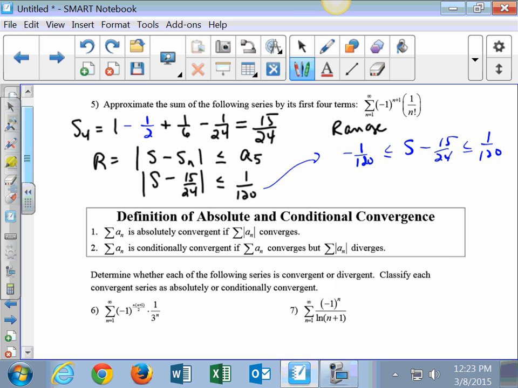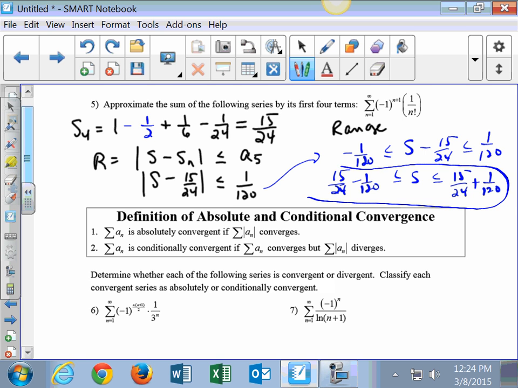So if I add my 15 over 24 to all three sides, I would get 15 over 24 minus 1 over 120 is less than or equal to my series, which is less than or equal to my 15 over 24 plus my 1 over 120. So I can actually find out my range if I am asked that. Okay, so that is my range, and I'm not going to take the time to throw that in my calculator right now, but if you're curious about that, you can. But there's my range for my series.